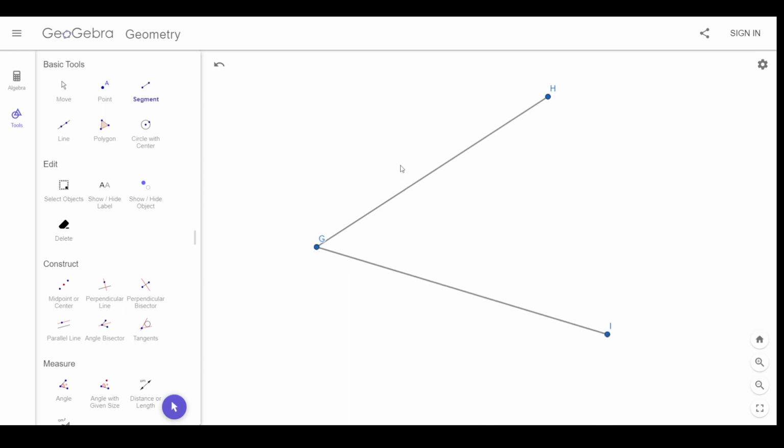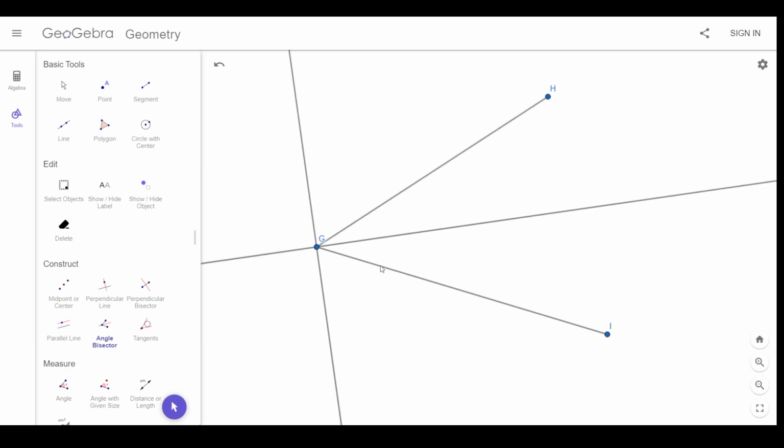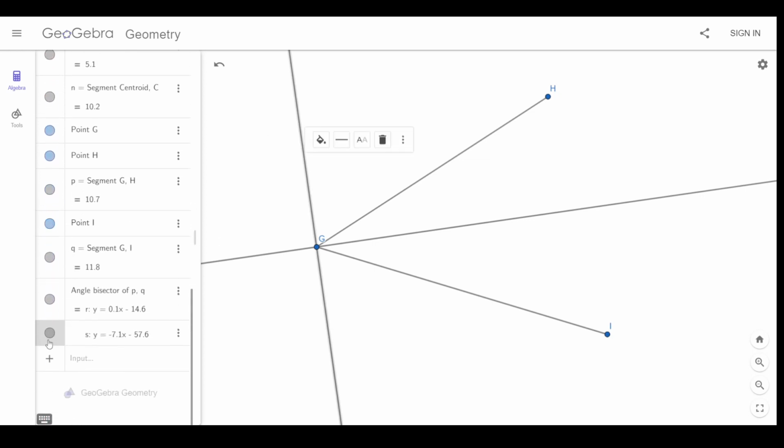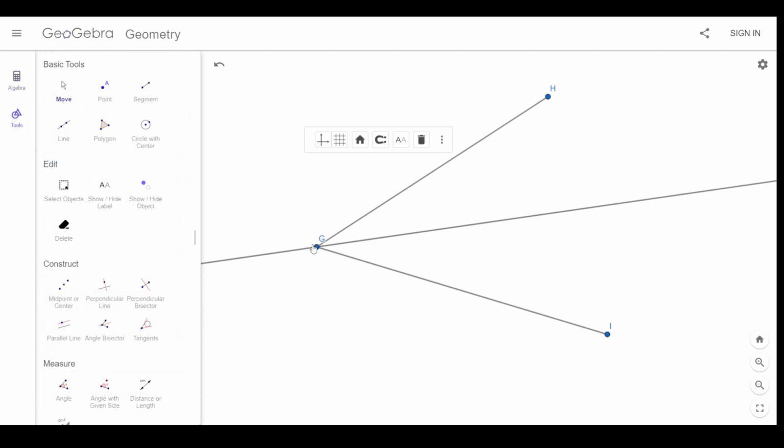Remember what we did yesterday? We talked about bisecting the angle. So let's go ahead and do that. I think I have an angle bisector right there. Click on that. So I'm going to bisect the angle. There it is. It gives you that extra stuff. Let's just get rid of this, it just gets in the way. Instead of having that go all the way through, I'm just going to have it start there.